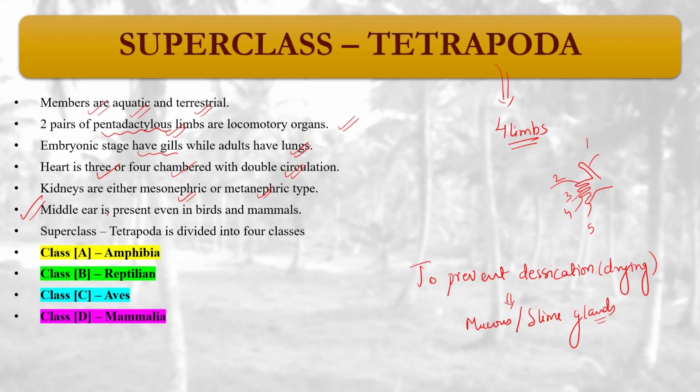Now middle ear is present. In tetrapods, middle ear is present, especially in birds and mammals. Okay, amphibians have the external ear as the tympanum. Only the frog has the tympanum part. Middle ear is present even in birds and mammals. Superclass Tetrapoda is further divided into four classes: amphibians, reptilians, aves, and mammals. So these are four classes.